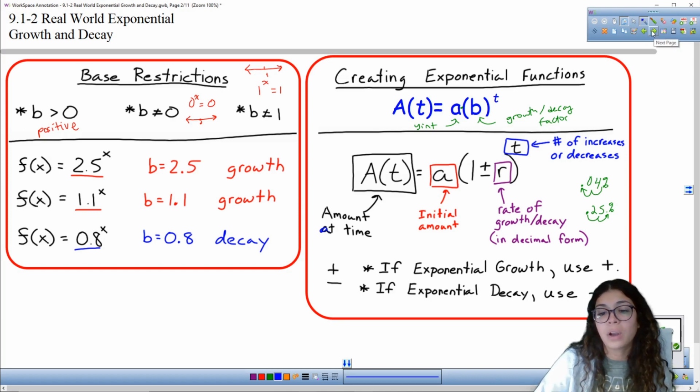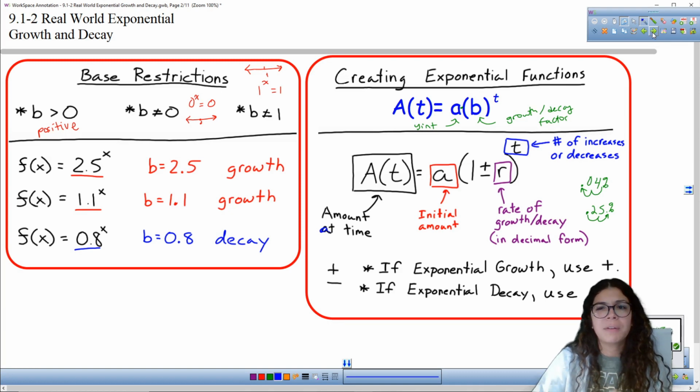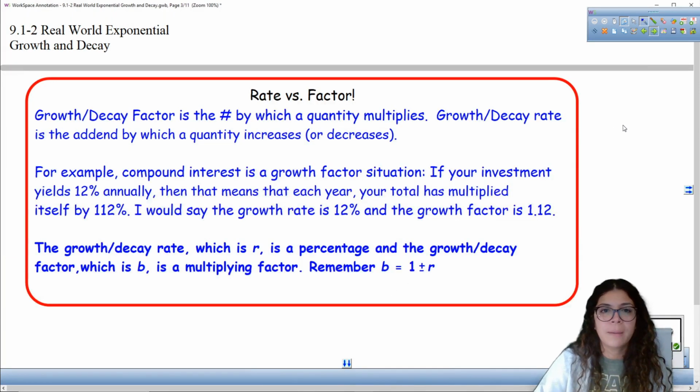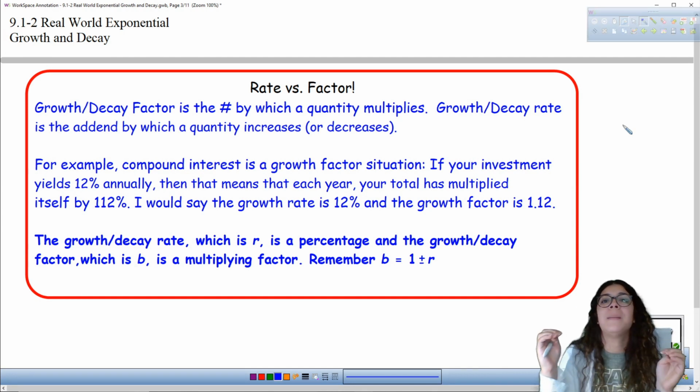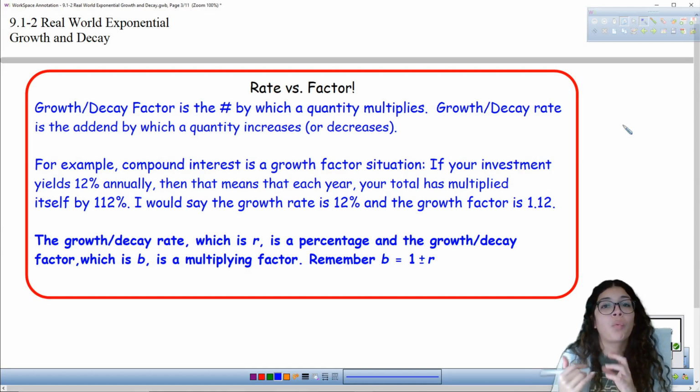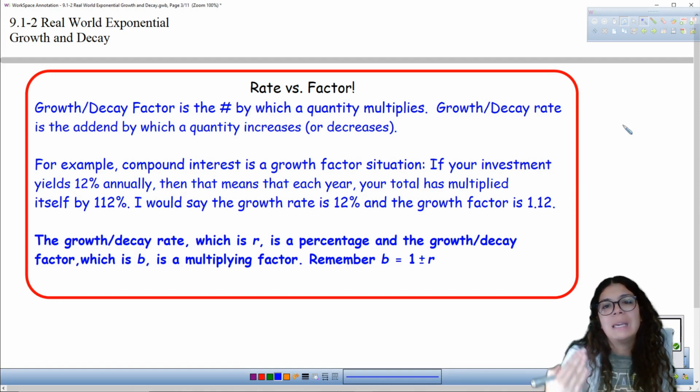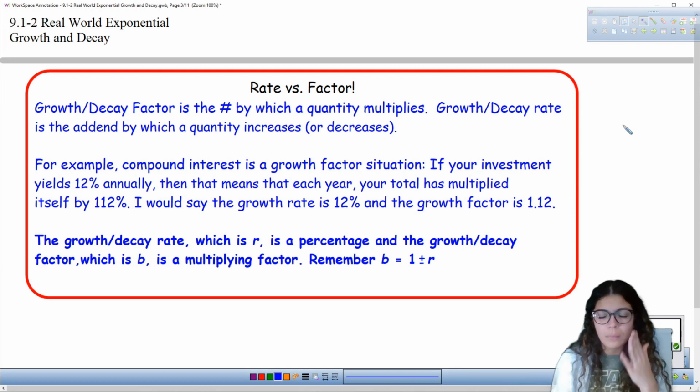All right, one last thing that we need to cover, and then we'll get into an example. This last thing I want to cover with you, because it is a very common misconception that we have. Rate versus the factor, okay? The growth decay factor is the number by which the quantity multiplies. The growth or decay rate is the addend by which the quantity increases, or decreases if it's decay. So let's put this in an example.